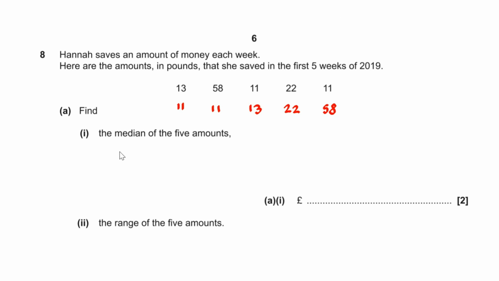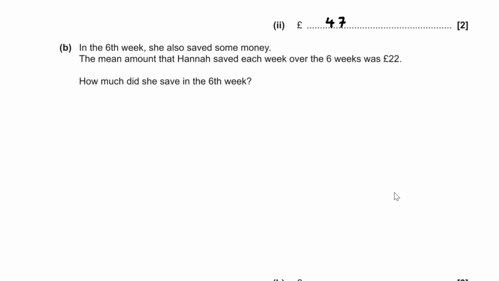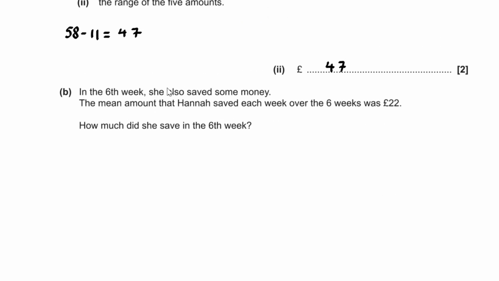And therefore the median here is equal to 13. And then the range is equal to the largest amount, which is 58, take away the smallest, which is 11. 58 take away 11, you'd find that to equal 47. So the range is 47. And now for part B, in the 6th week, she also saved some money. The mean amount that Hannah saved each week over the 6 weeks was £22. How much did she save in the 6th week?